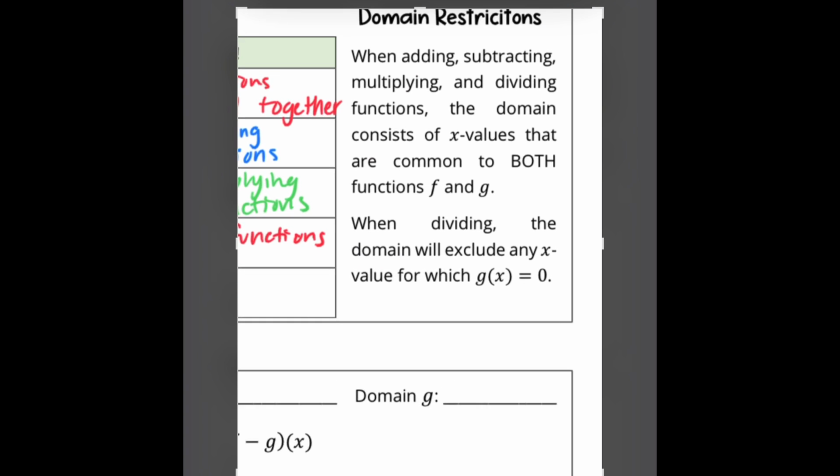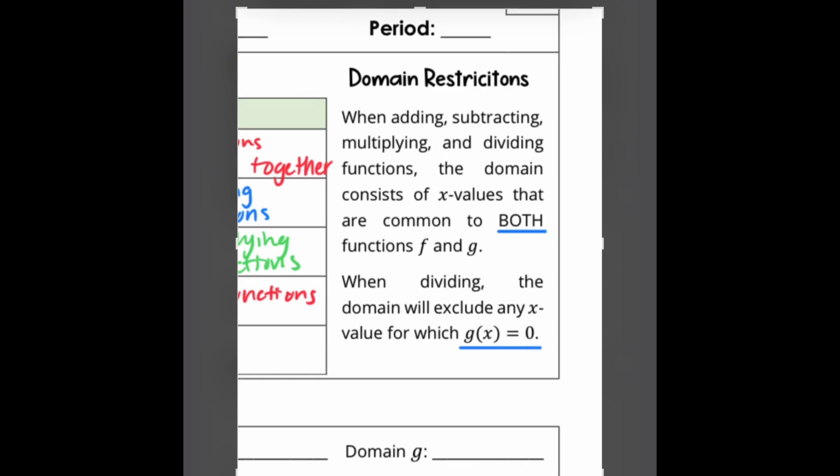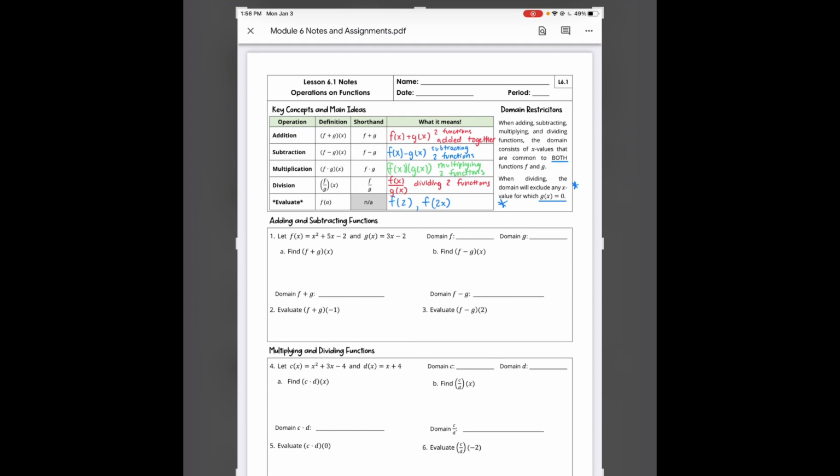So, domain restrictions occur when adding, subtracting, and multiplying and dividing functions. The domain consists of the x values that are common in both functions, f and g. And when dividing, the domain will exclude any x value for which g of x is equal to 0. And the reason that excludes that in the domain, specifically when we're doing division, is because the g of x is the one that's in the denominator. And if you're in the denominator, you can't be 0. So that's why you have to be careful about looking for these domain restrictions. I always say just be careful if you have a denominator to make sure that you find all the values for which make that denominator 0.